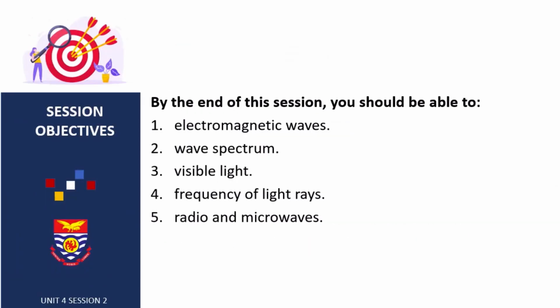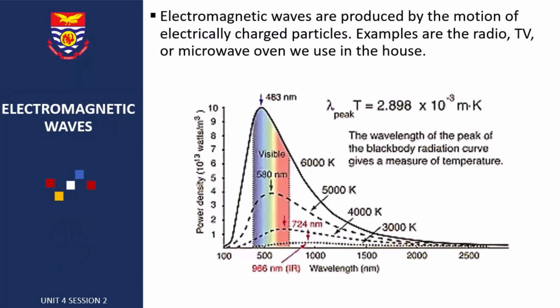We have 5 objectives here, and the first one is for us to be able to look at electromagnetic waves, wave spectrum, visible light, frequency of light rays, and radio and microwaves. I believe we all use microwaves in our kitchen, watch television in the house, and also listen to radio. They are all examples of electromagnetic waves.